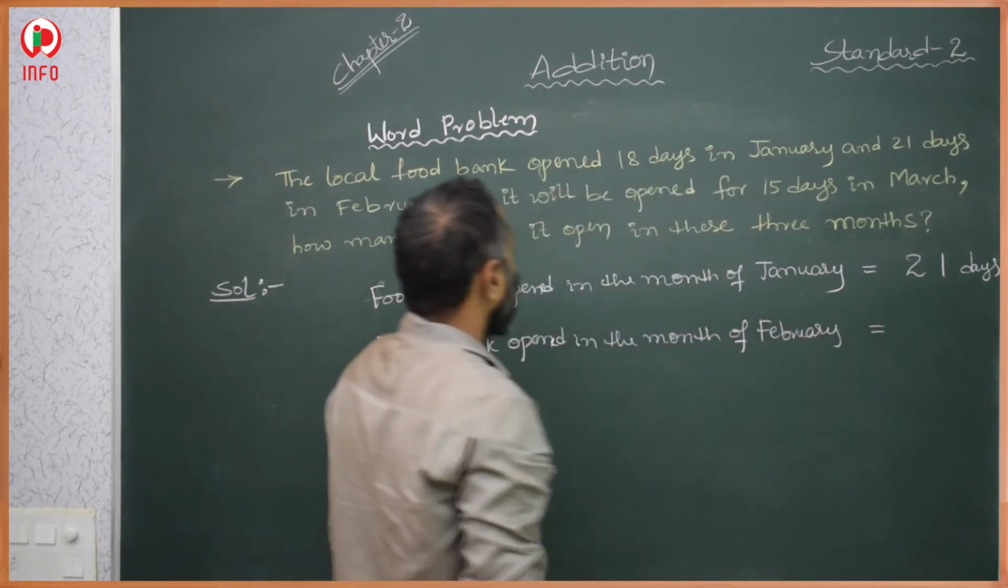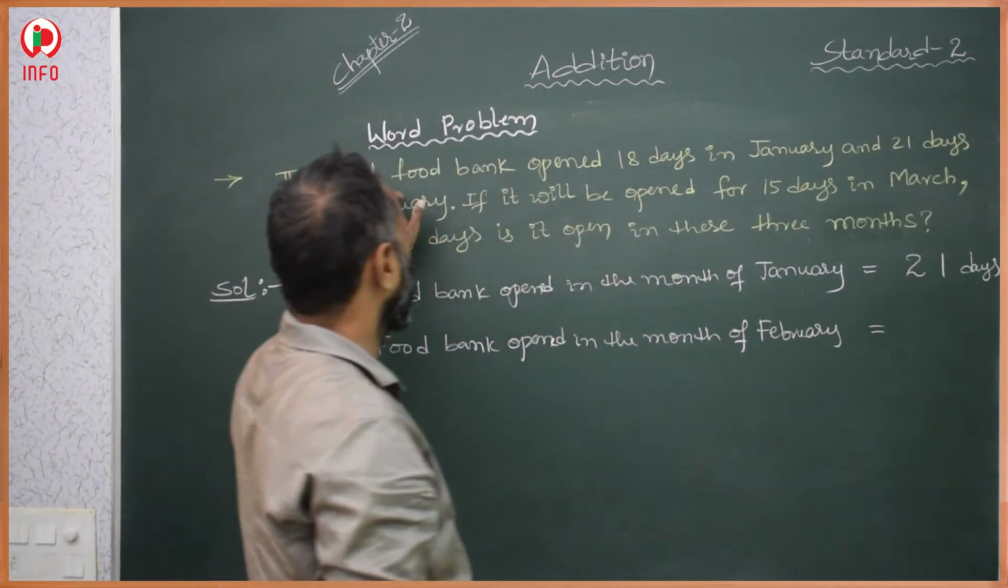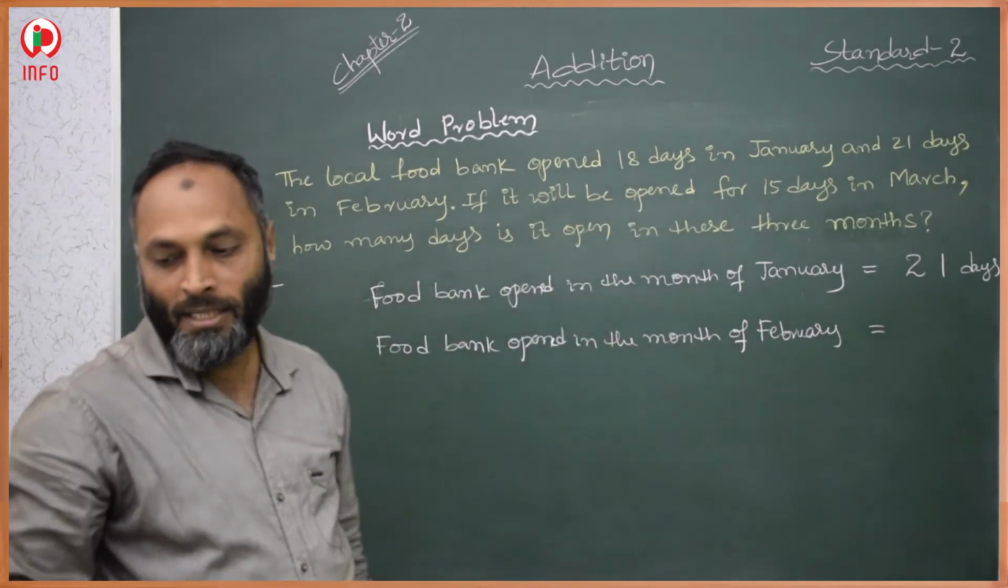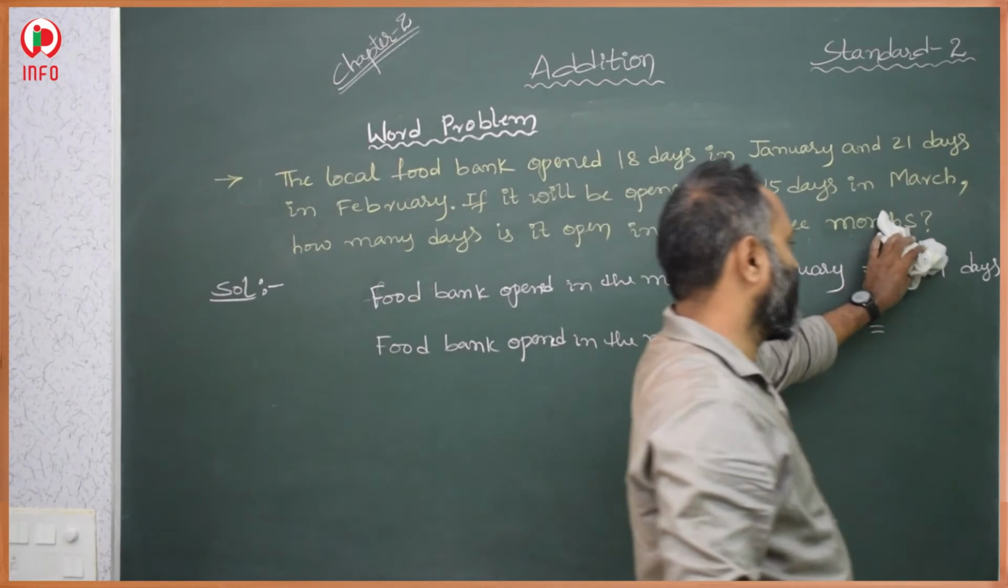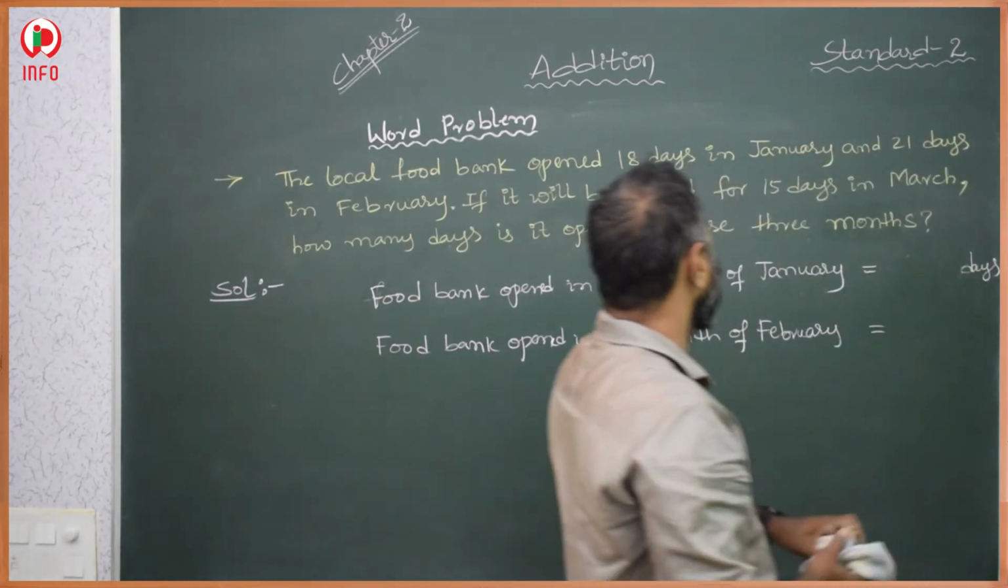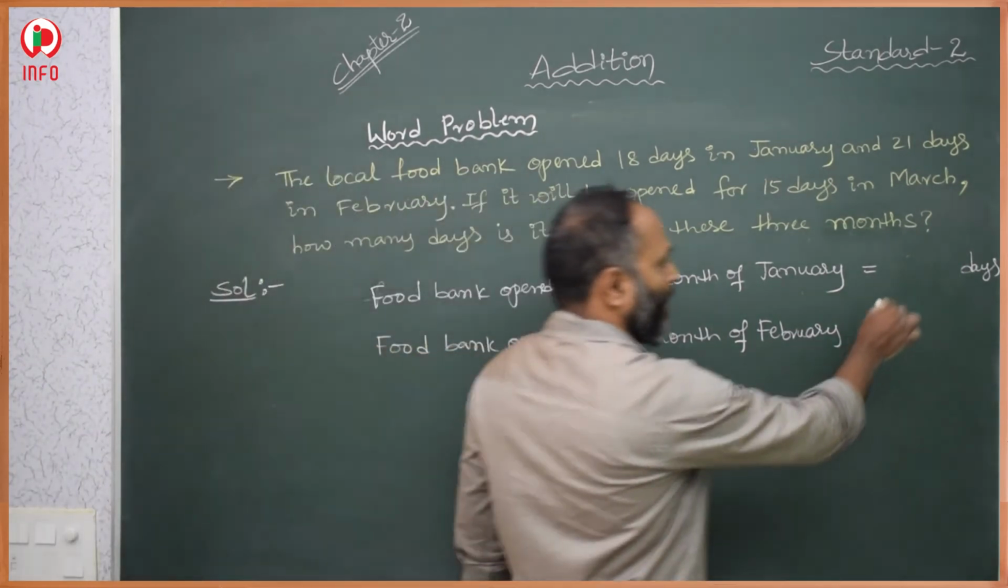Number of days given. How many days? First, the food bank opened 18 days in the month of January, not 21 days. Here, 18 days in the month of January.